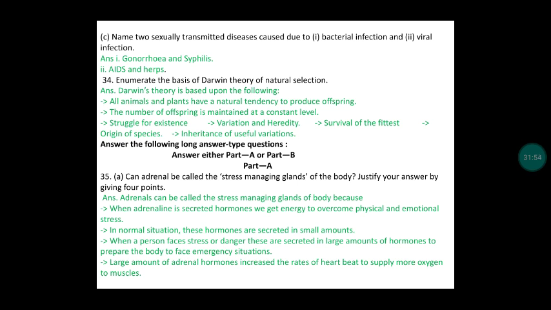Can the adrenal be called the stress managing gland of the body? Justify your answer by giving 4 points. The adrenal can be called the stress managing gland of the body because when adrenaline hormones are secreted, we get energy to overcome physical and emotional stress. In normal situations, these hormones are secreted in small amounts. When a person faces stress or danger, large amounts of hormones are secreted to prepare the body to face an emergency situation. A large amount of adrenaline hormone increases the rate of heartbeat to supply more oxygen to muscles.